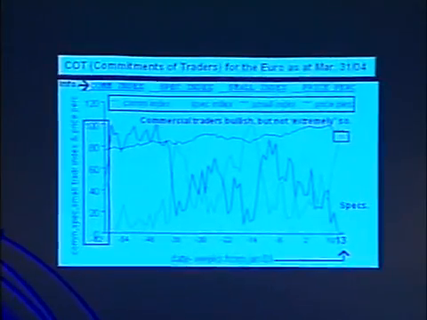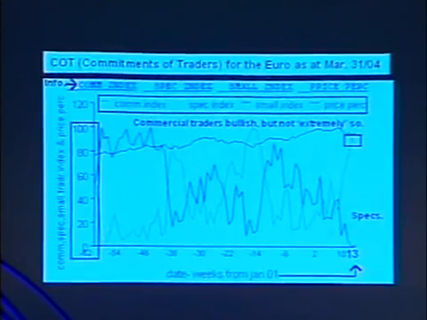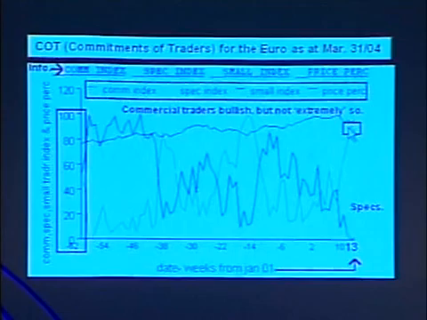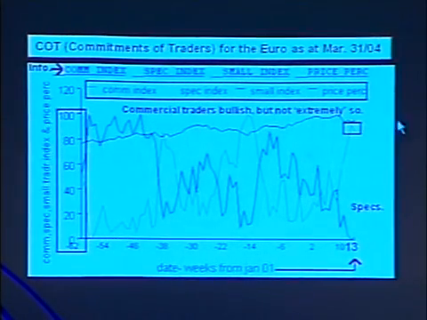That's as of this week, end of week. You can see that the big dogs are not quite at 100, but I'd say they're pretty long. And the specs are pretty short. Now, who would you believe?